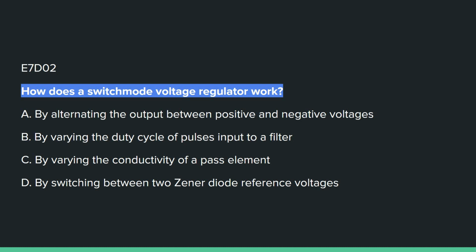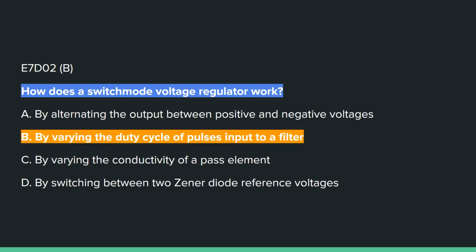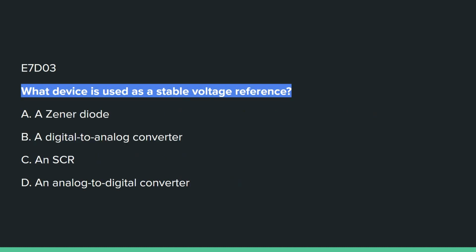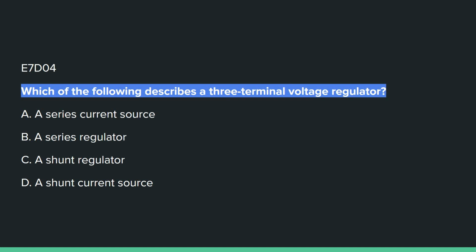E7D02, how does a switch mode voltage regulator work? B. By varying the duty cycle of impulses input to a filter. E7D03, what device is used as a stable voltage reference? A. A Zener diode. E7D04, which of the following describes a 3-terminal voltage regulator?